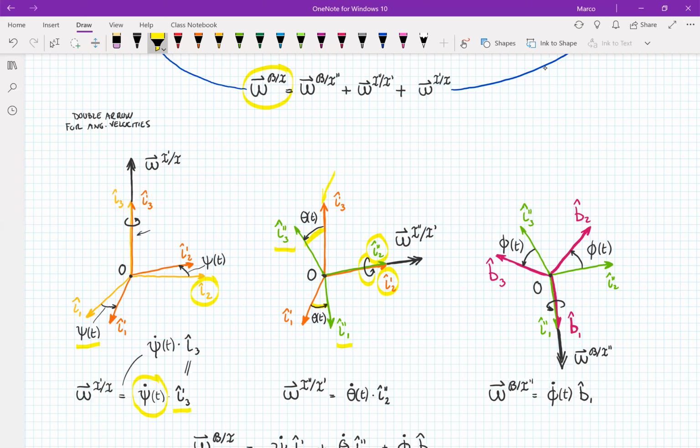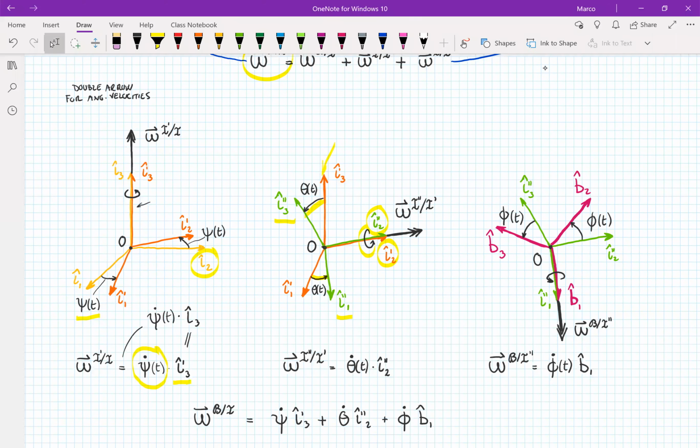So in this elementary rotation, what is the expression for the angular velocity? So of course here we're referring to the angular velocity of I double prime with respect to I prime. And that is simply theta dot, in which direction? Well, in the direction I2 double prime. As I said earlier, this could also be written as theta dot in the I2 prime direction, because I2 prime and I2 double prime are the same versor.